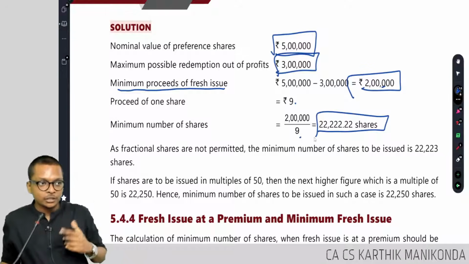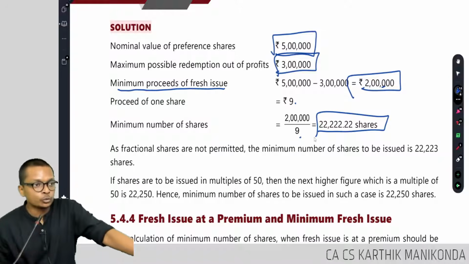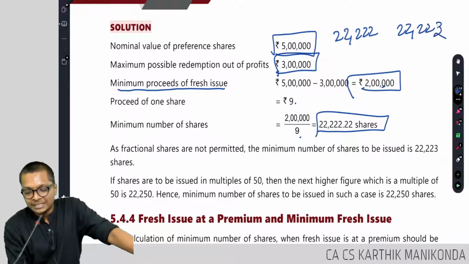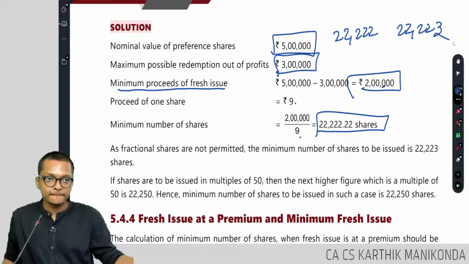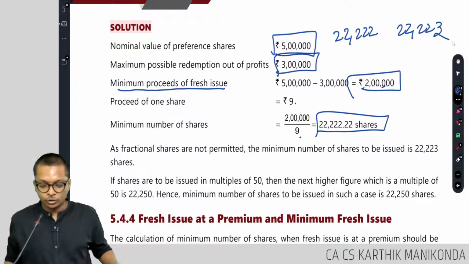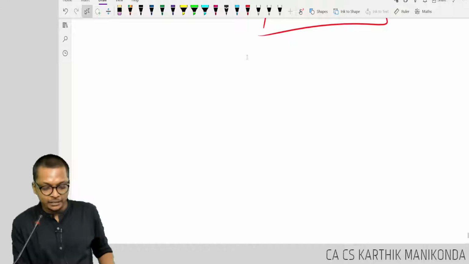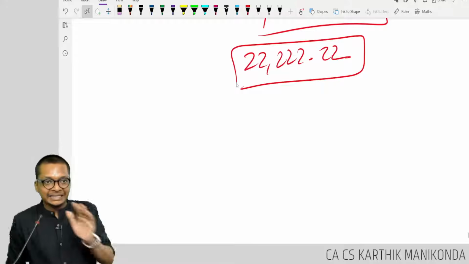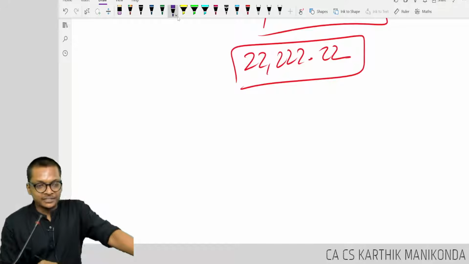22,222.22. Now you have to round off. Round off to what? You can't do 0.22, correct? So either the answer will be 22,222 or 22,223. So now look at this. The answer we got is 22,222.22, correct? Till here, have you all understood? 100%. Now look at the beauty of this.